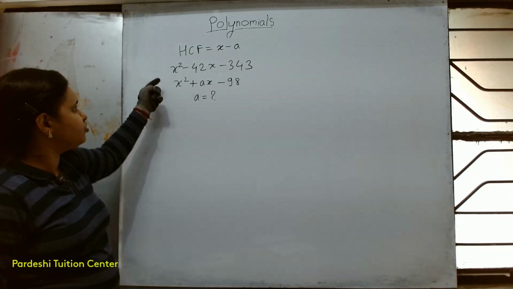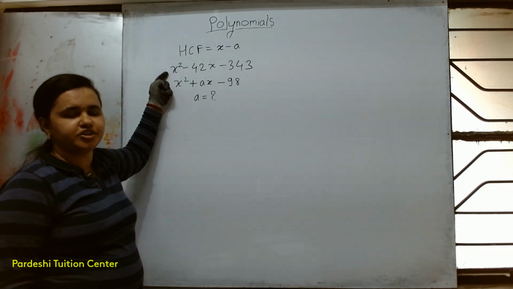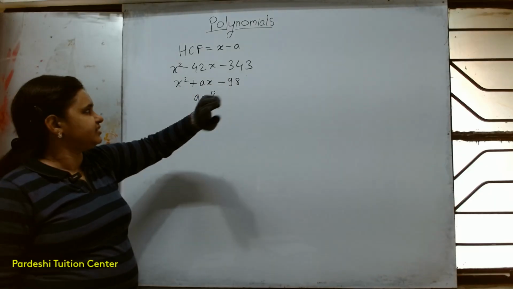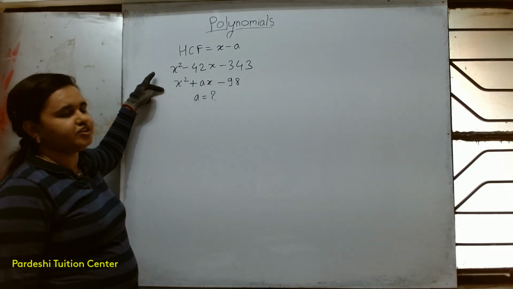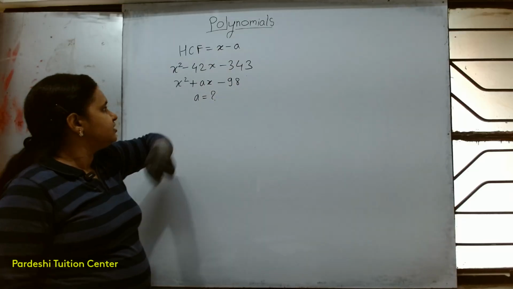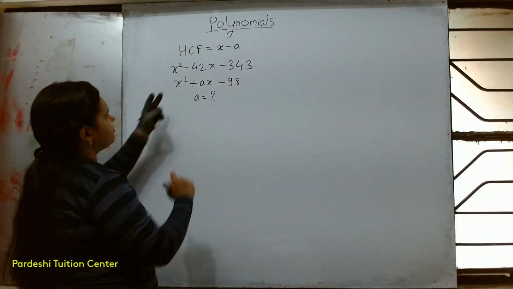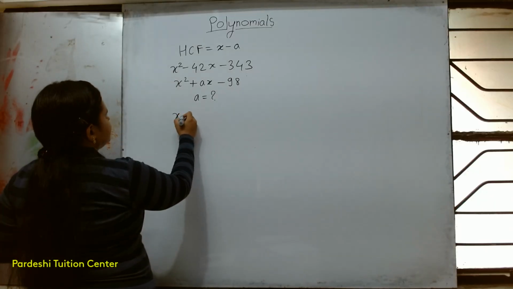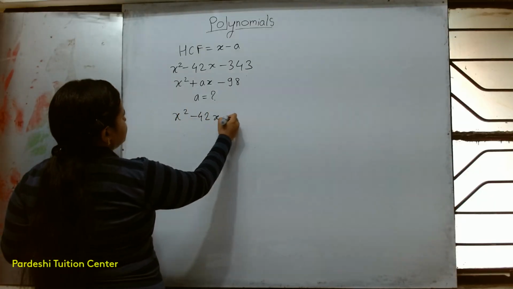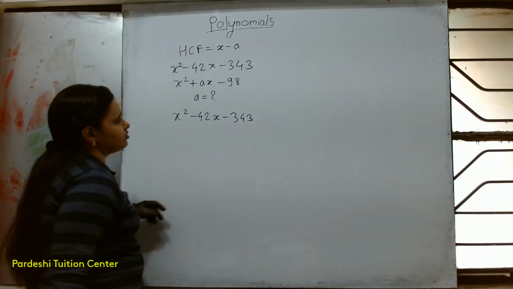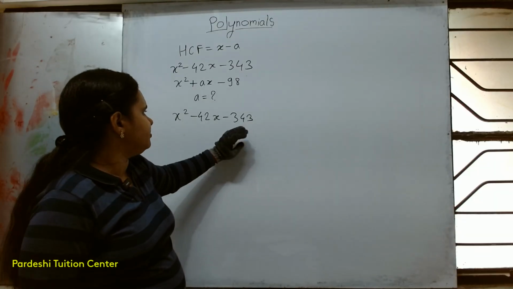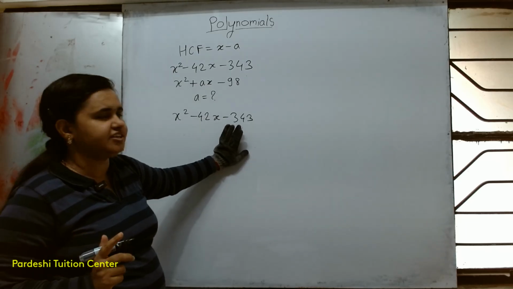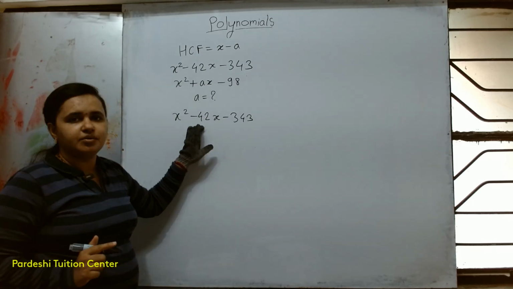Okay, these two polynomials are given: x square minus 42x minus 343, and the second one is x square plus ax minus 98, and the HCF of these two polynomials is given as x minus a. So first, here all numbers are given, so we will find the factors of this first polynomial. It is x square minus 42x minus 343. Now we need two numbers whose multiplication is minus 343 and sum is minus 42.